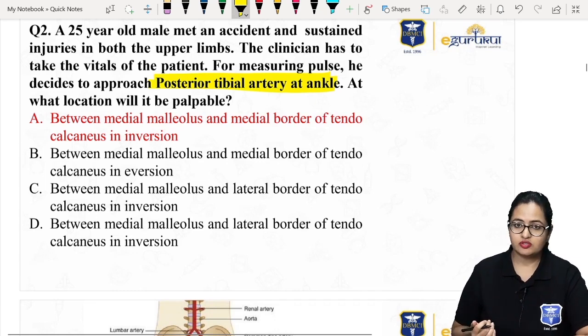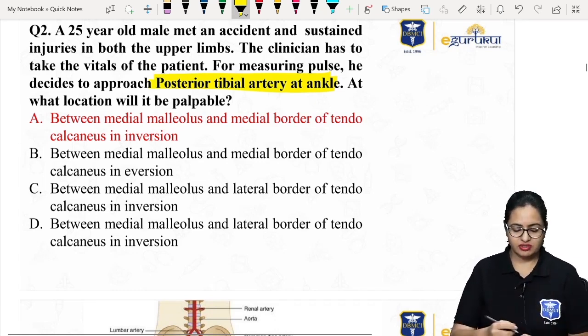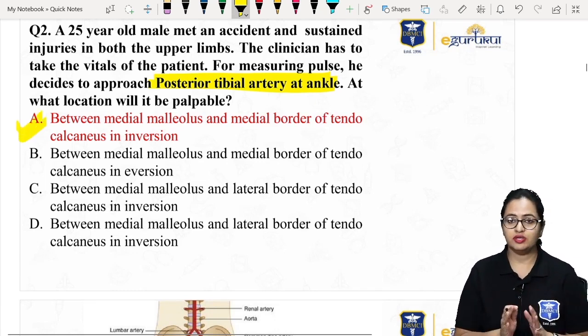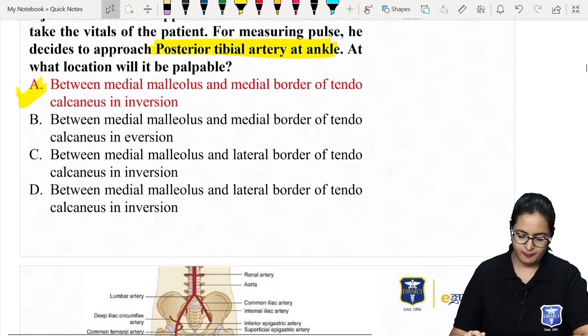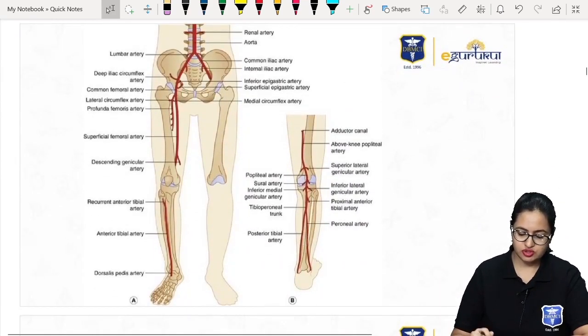If we see the various options given, the answer of this question is, it is between the medial malleolus and the medial border of tendocalcaneus in the inversion position of the foot. Now let us just talk about this location and the posterior tibial artery.